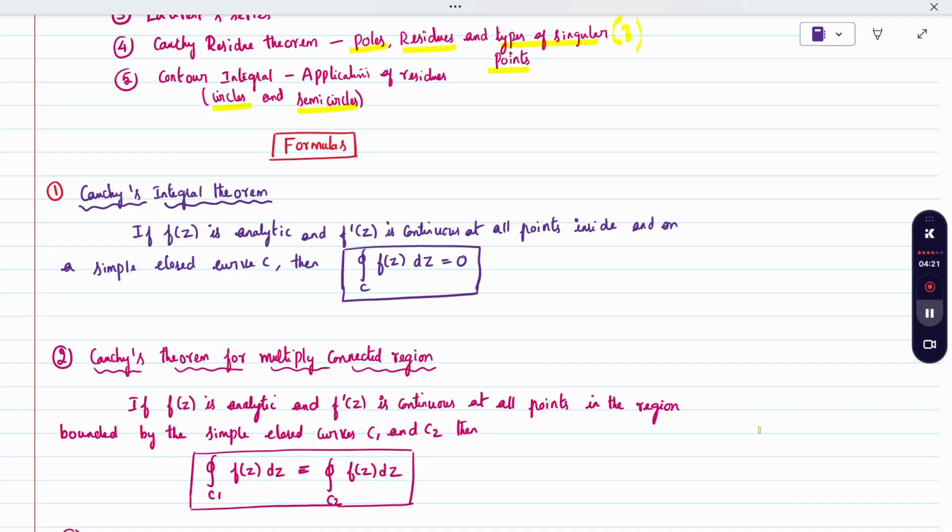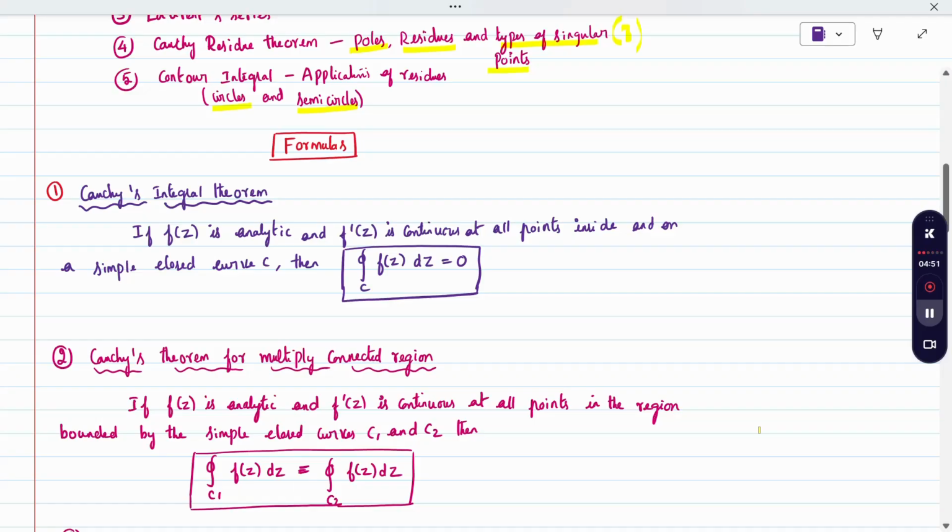If f(z) is analytic, that is differentiable, and f'(z) is continuous at all points inside and on a simple closed curve, then I can write the single integral over C of f(z) dz equals 0. It is only one integral, inside and on a simple closed curve.